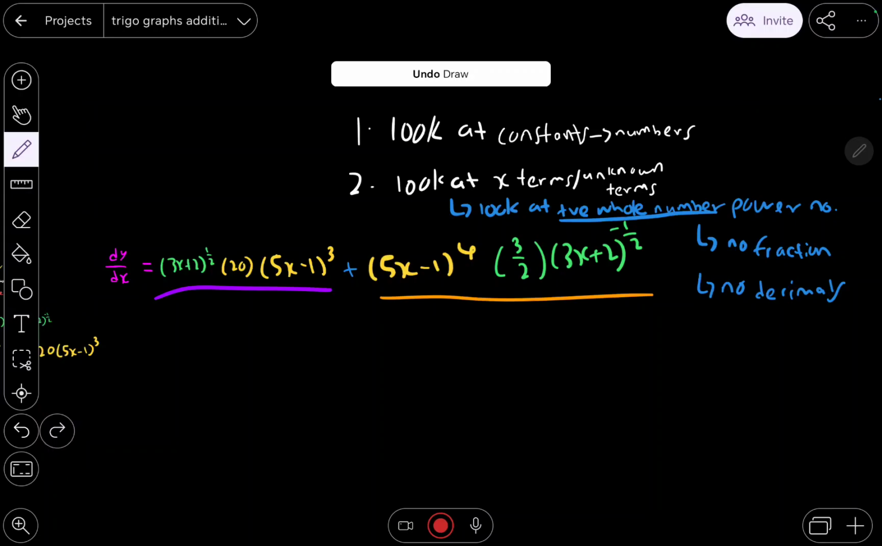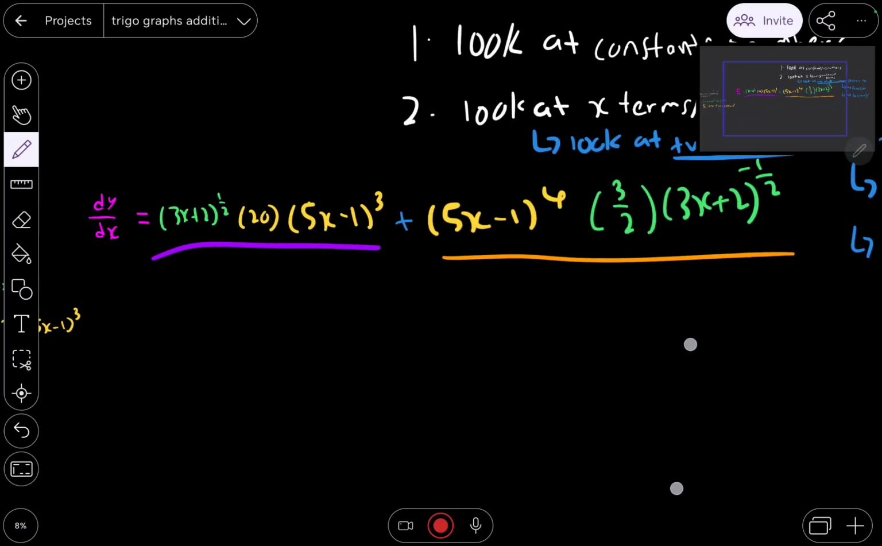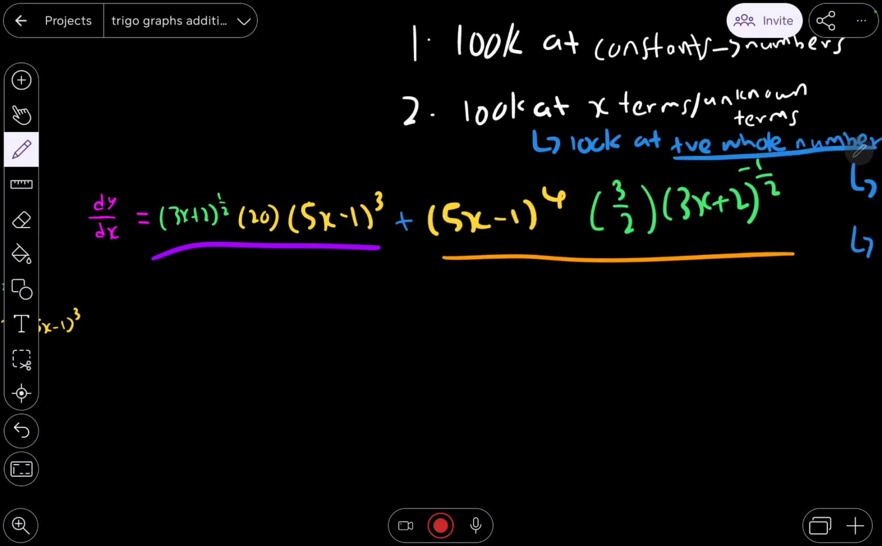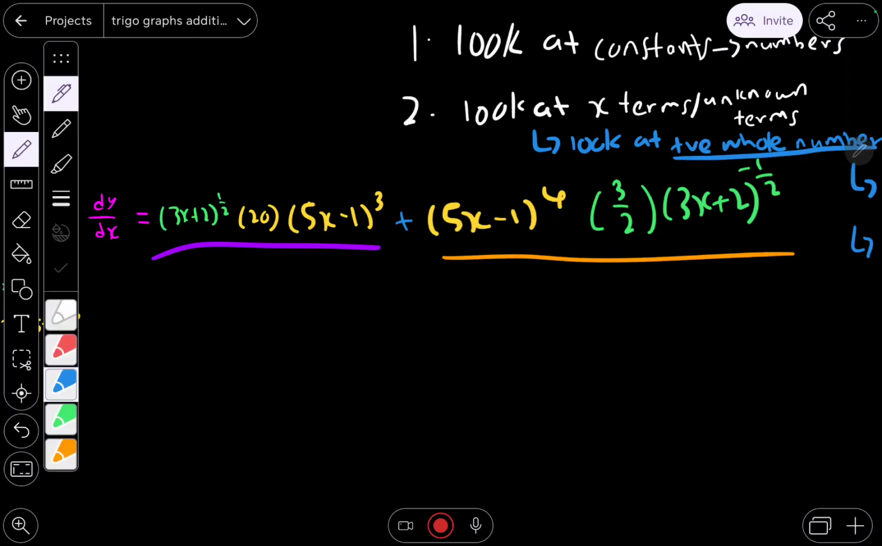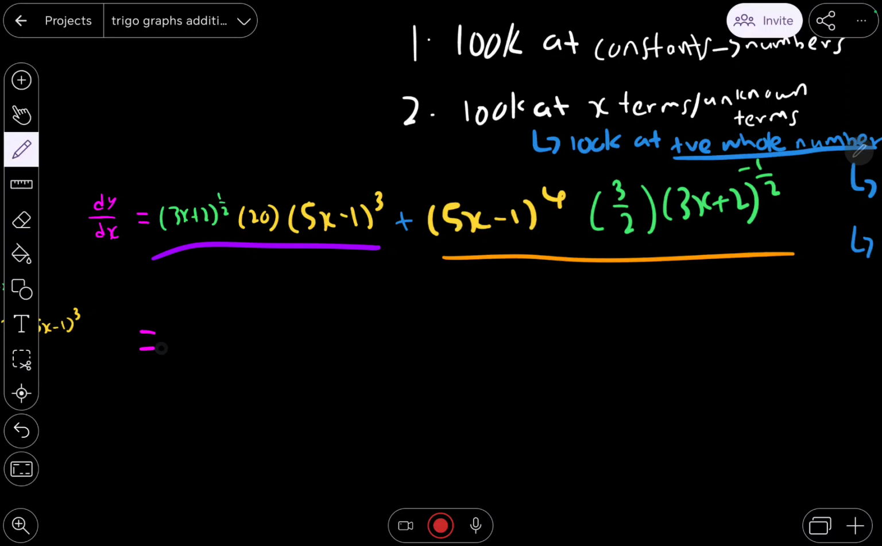Let's now start. Look at positive whole number powers. What are the positive whole number powers? No fractions, no decimals. Remember that. Look at power 3 and power 4. Is there anything in common? Ask yourself this question. Yes, there is. So you can start to factorize out. And what do we factorize out? Do we factorize out 3 or 4?